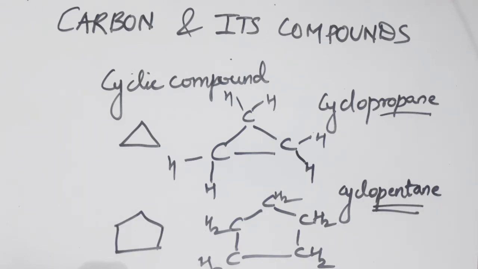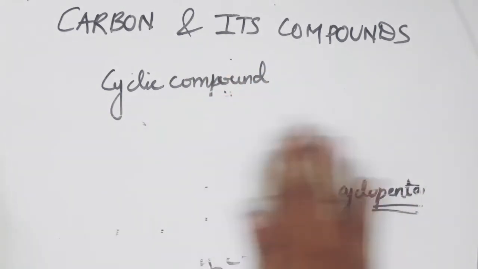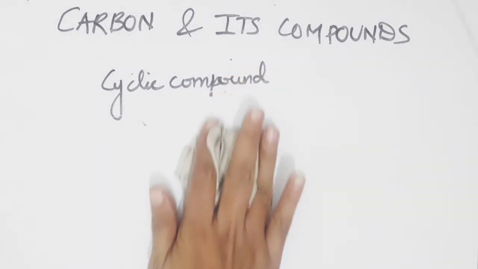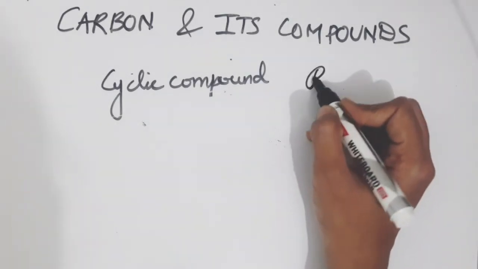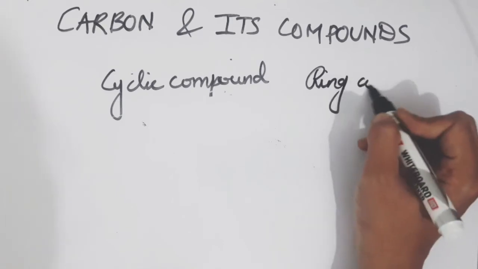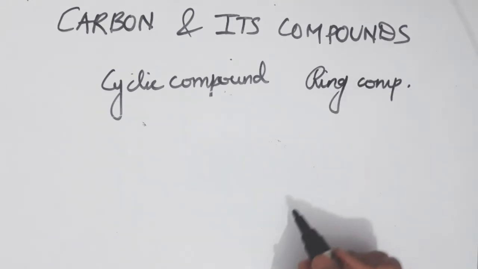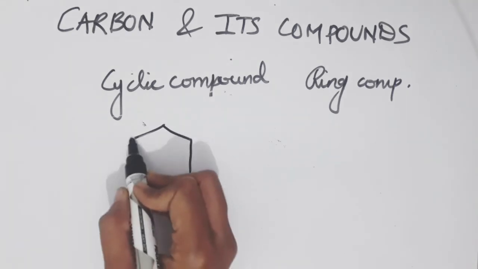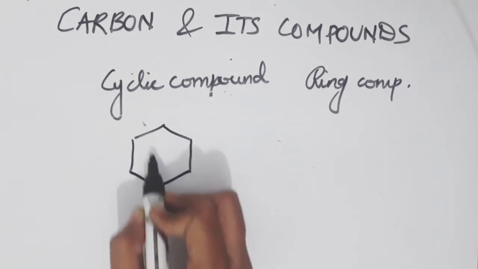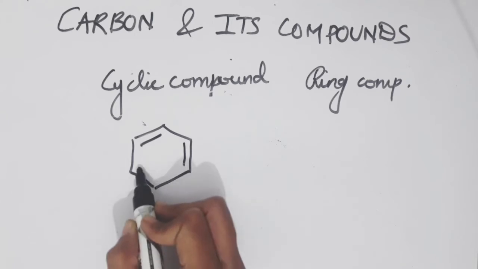Now another category of compounds are the ring compounds. Ring compounds having alternate single and double bond. So these are generally benzene compounds, also known as aromatic compounds.